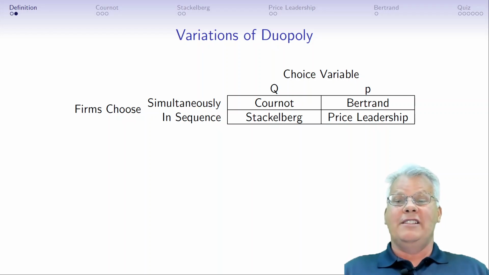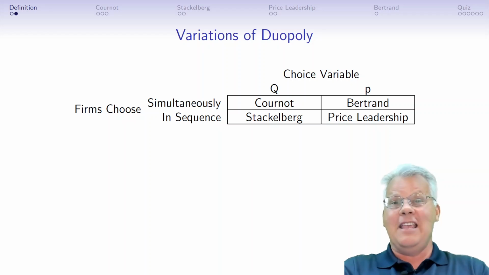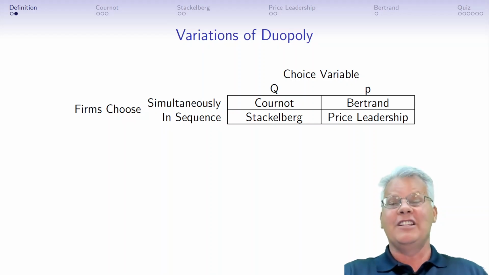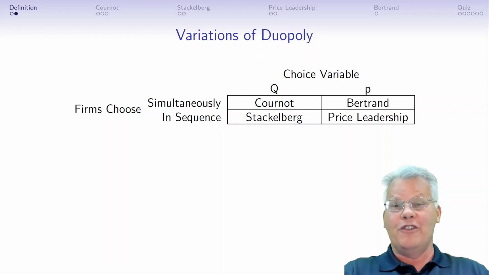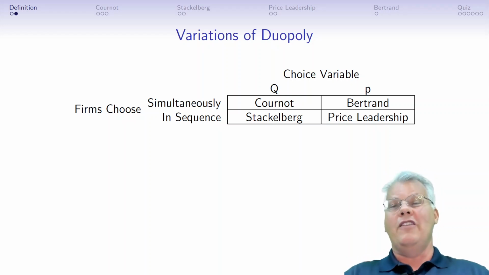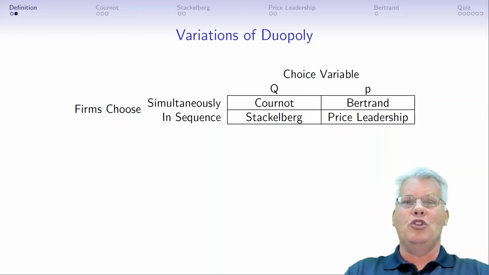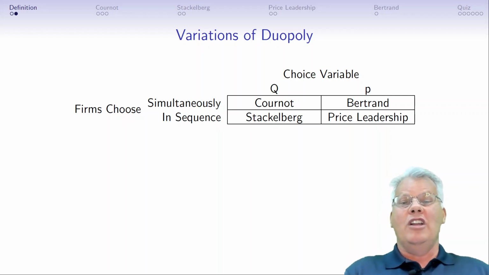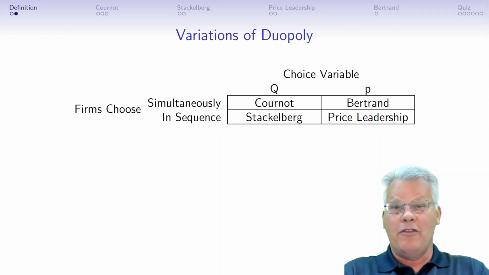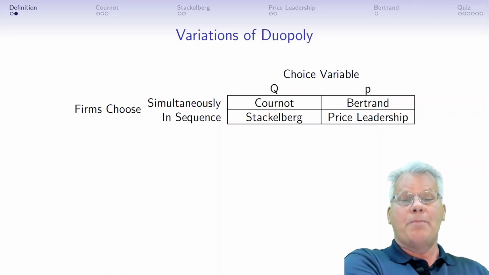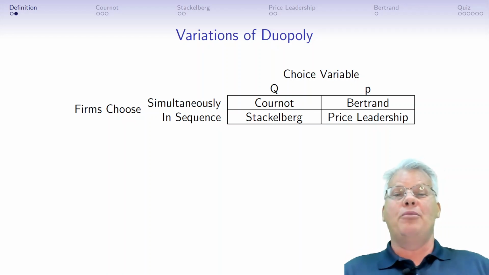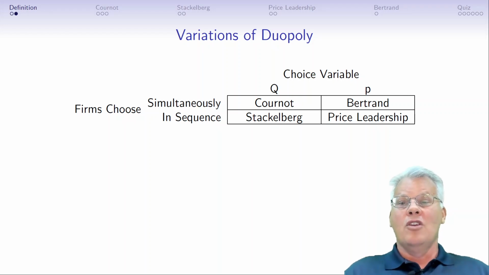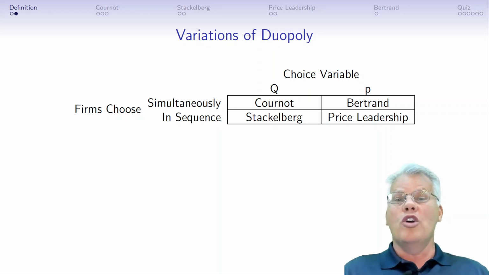One dimension of choice is whether the firms move at the same time, or simultaneously, or do they move in sequence, where one moves first, the other firm sees what the first firm did, and then they respond to it. And then you get this back and forth between the two firms. The other dimension of choice that we can consider is whether the firms choose the output level to produce, or do they choose the price to charge for the output that they produce. And then we get in the four cells the four variations of it. We will consider first a Cournot duopoly.